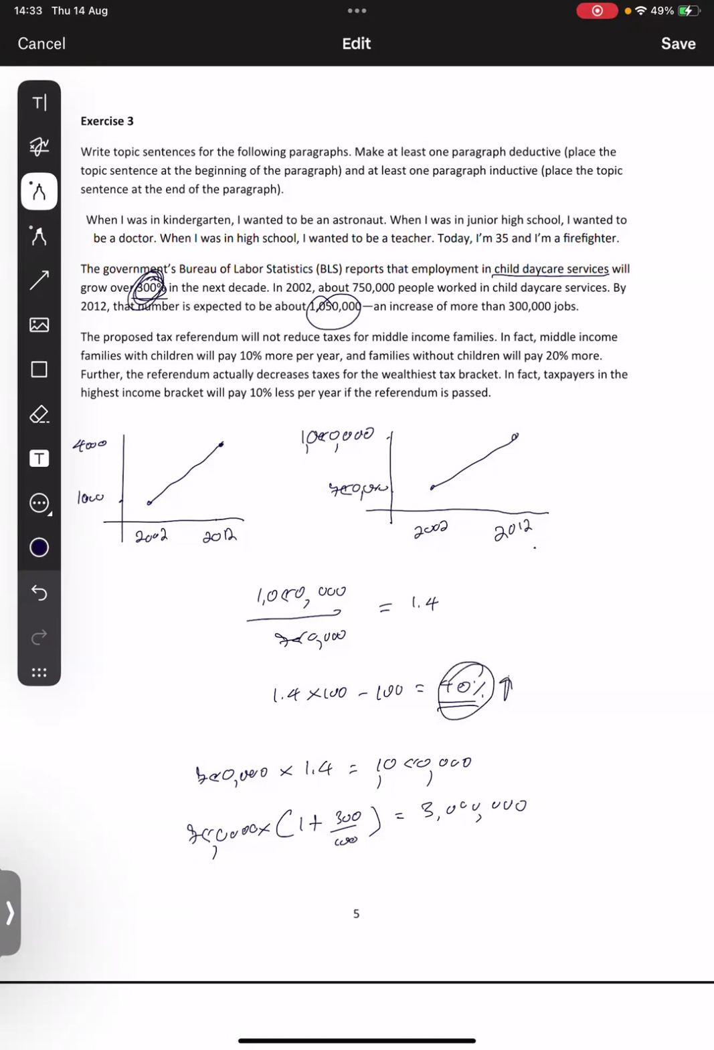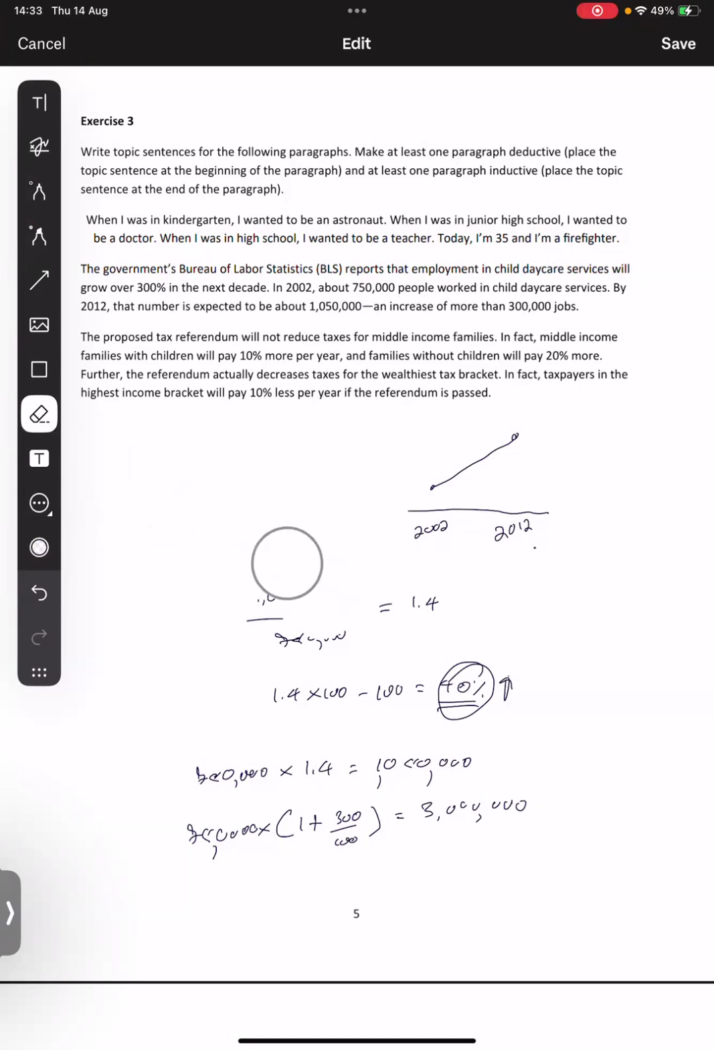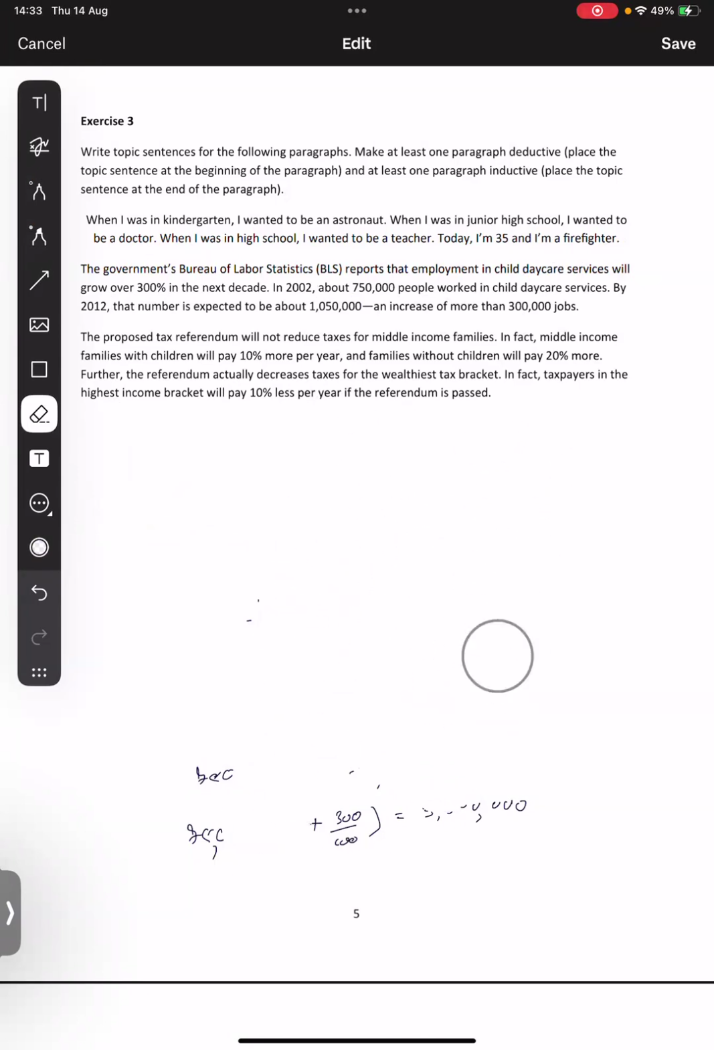From 750,000 to 1,050,000. Okay, right, still increasing. The future is promising, but it's not a 300% increase, it's just 40% increase. Okay, so let's cross that off. Let's put 40%.